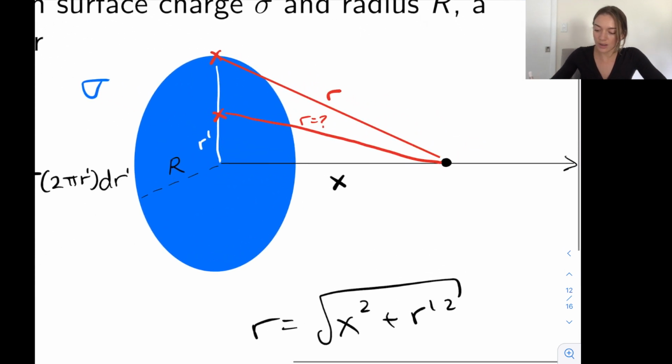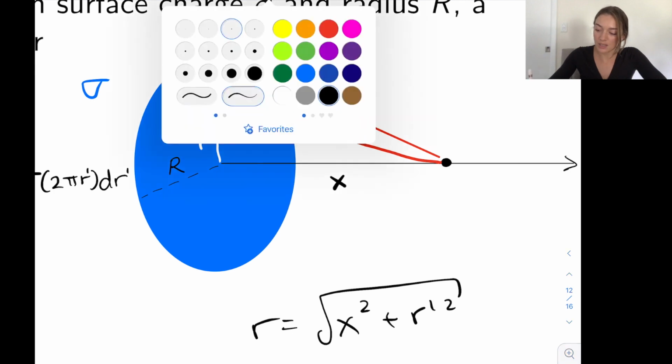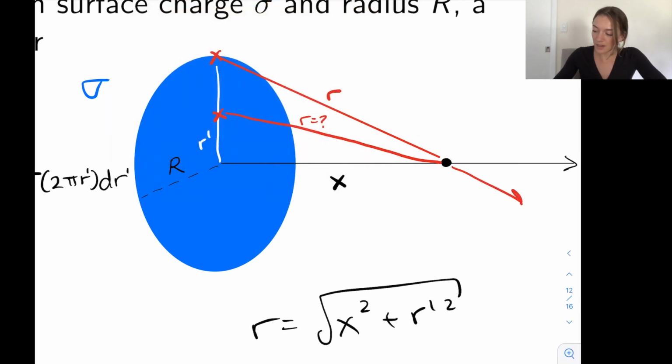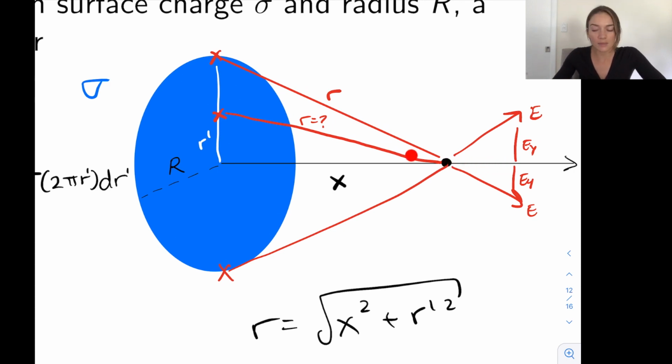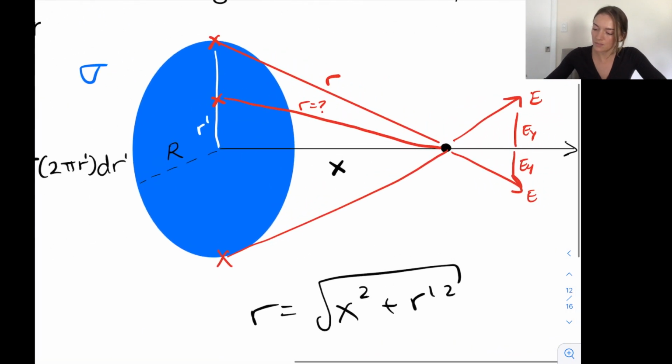So you can draw your electric field or your r hat vectors for this setup, and the exact same thing is going to happen. If we extend this vector out here, there's going to be a corresponding point here with an electric field that goes like this, and our y component will cancel, and only our x component for each point in the disk will contribute to the total electric field. So only this x component, and it's exactly the same argument as before.